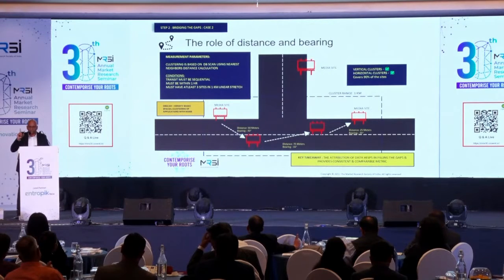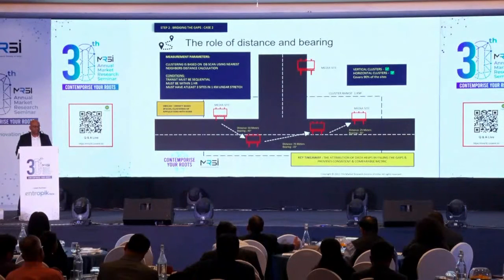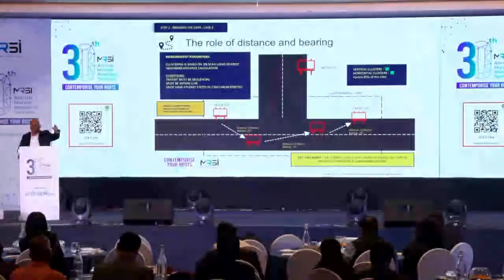This method must satisfy certain conditions. The transit of MAIDs, or the mobile phone, must be sequential. That is the first important parameter. And it must be within one single hour. And we must have at least 3 sites in that same stretch so that we can use that to attribute the data from one site to the other. So here you have to understand that we are not just copying the data from one site and dumping it onto the other site.